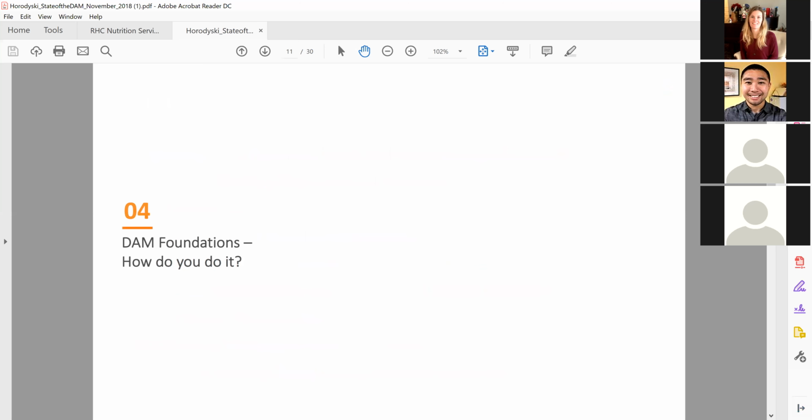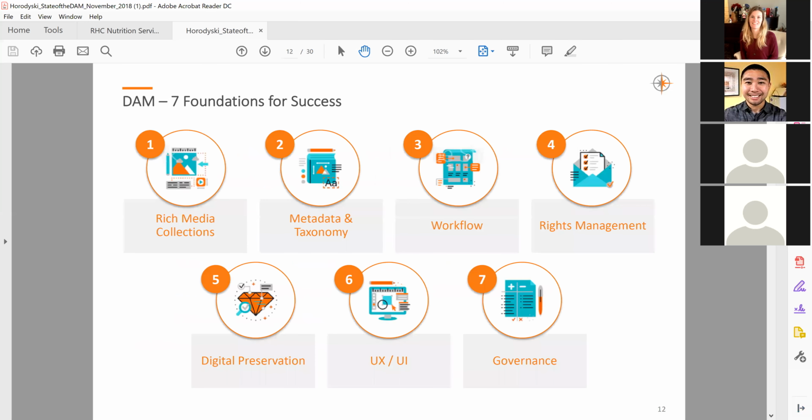So that being said, if the decision is made, we do need a DAM, and digital asset management is a priority for us, what are the foundational elements that you need in order to do DAM? Well, there are 7 that I would like to introduce to you, and if you do take the course, this is part of it, that you will learn more about these. They are things like rich media collections, a better understanding of what metadata and taxonomy is, workflow, rights management, digital preservation, user experience and user interface, UX, UI, as well as governance.